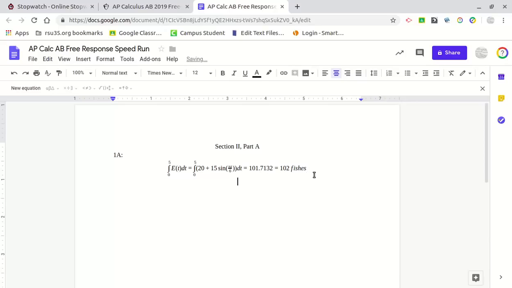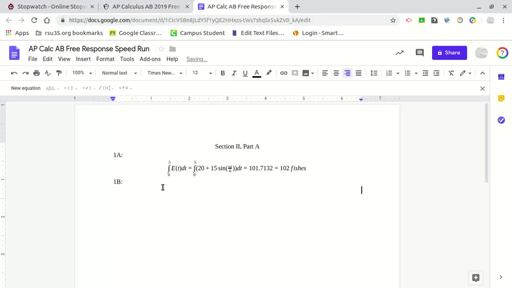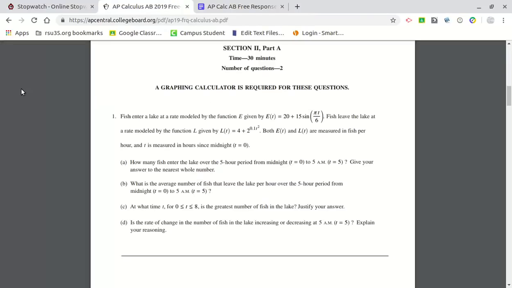Okay, cool. So 1B, what is the average number of fish that leave the lake per hour from midnight to 5 a.m.? Okay, so the rate at which fish leave the lake is this function, and then average means that we divide the integral by the amount of time, which is in this case 5 hours. So I'm going to take 1/5 of the integral from 0 to 5 of L of t dt, and L of t is 4 plus 2 to the 0.1 t squared. What a great function. Okay, copy that down.